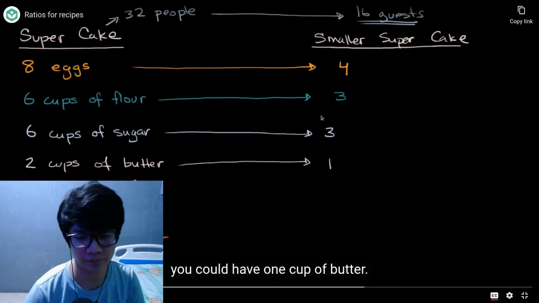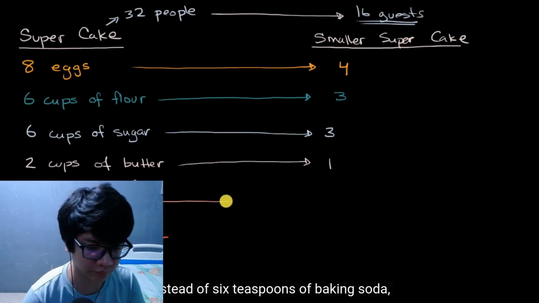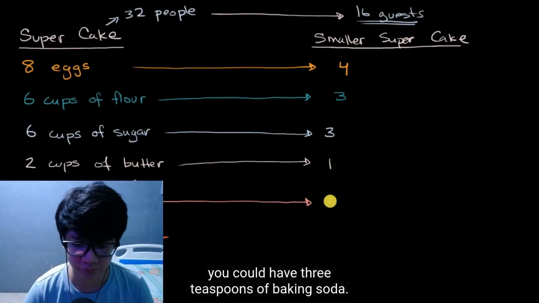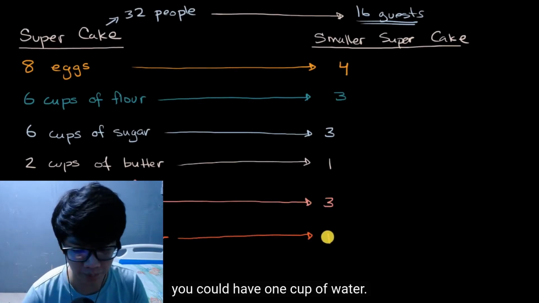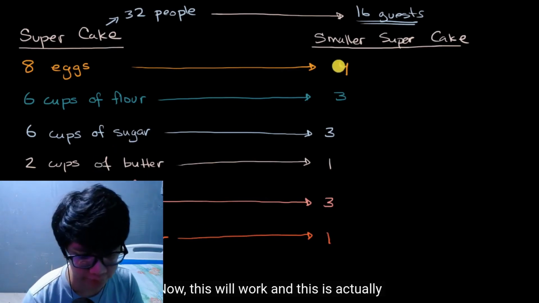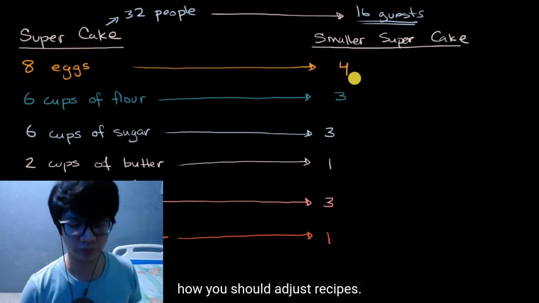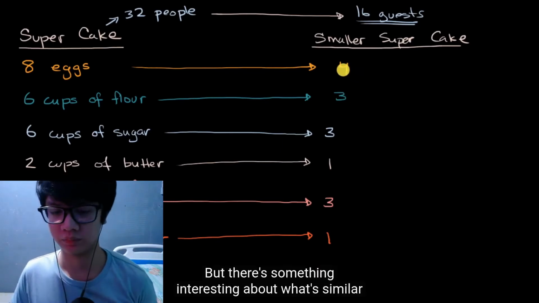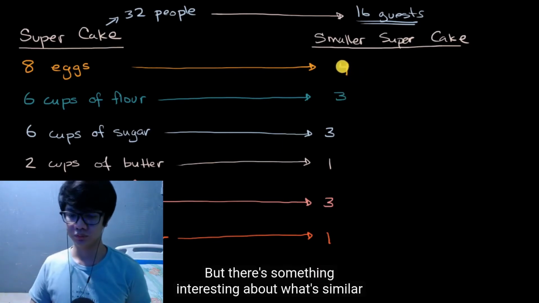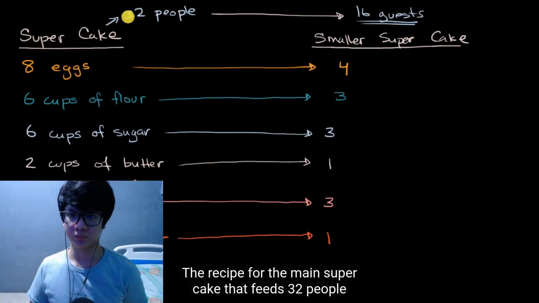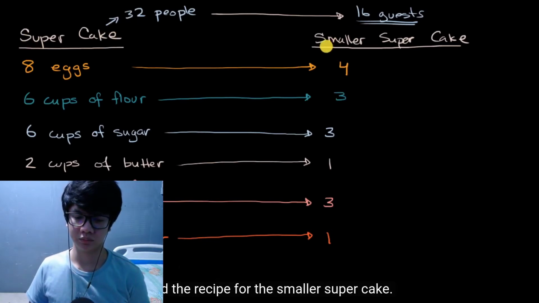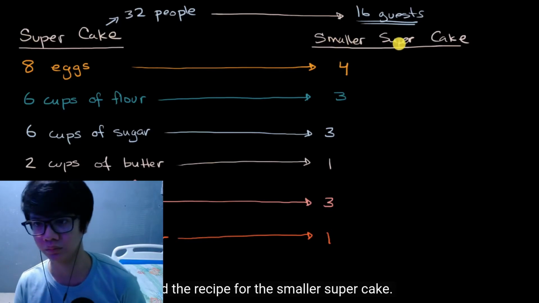1 cup of butter. Instead of 6 teaspoons of baking soda, you could have 3 teaspoons of baking soda. And last but not least, instead of 2 cups of water, you could have 1 cup of water. Now, this will work, and this is actually how you should adjust recipes. But there's something interesting about what's similar about these two recipes: the recipe for the main super cake that feeds 32 people, and the recipe for the smaller super cake.